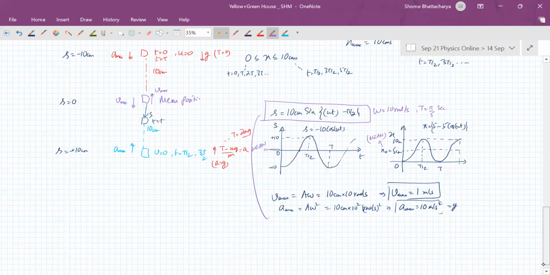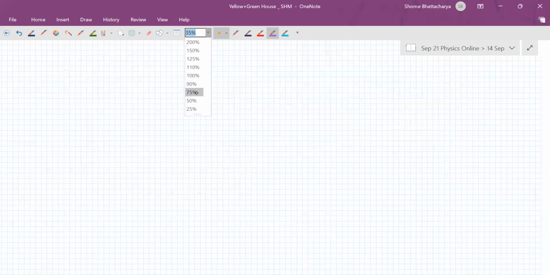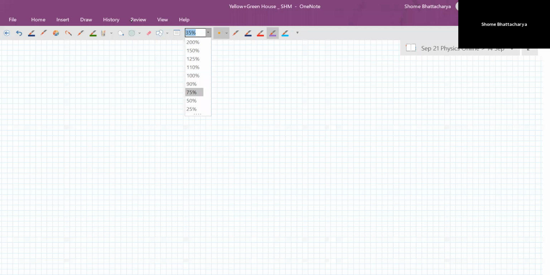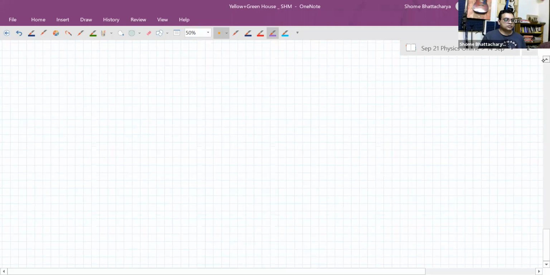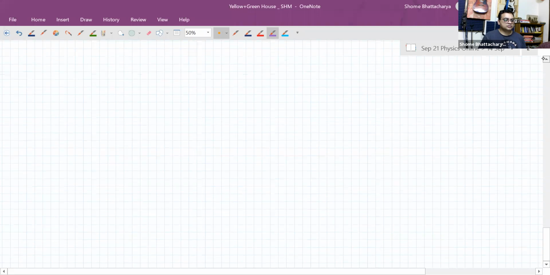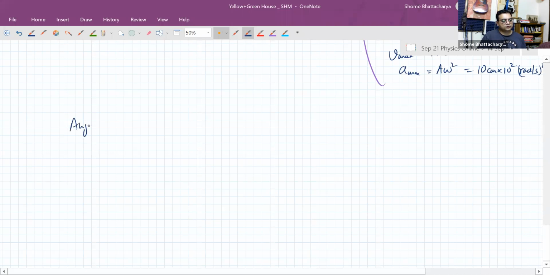So I hope this aspect of simple harmonic motion is clear. Now we'll come back to an example with angular harmonic motion. So we were discussing last time in general angular harmonic motion. That is the angular oscillation such that the angular displacement is a harmonic function or a sinusoidal function of time.